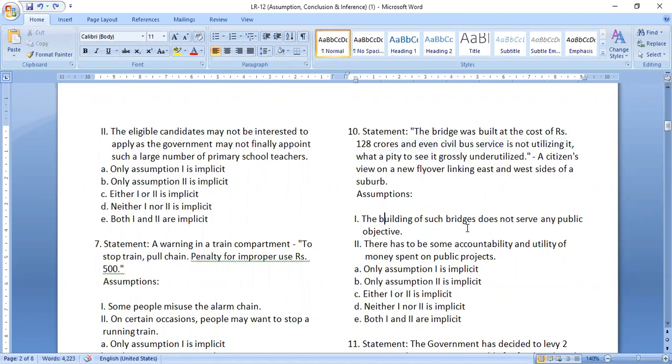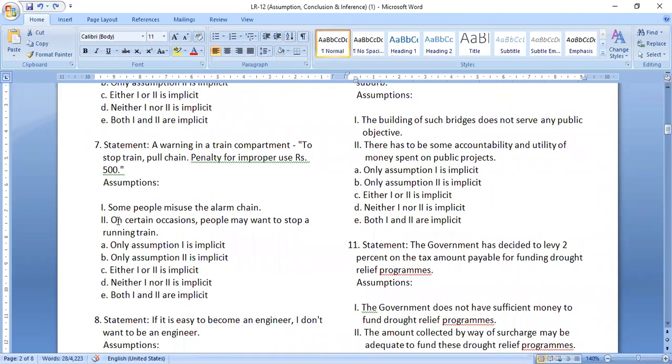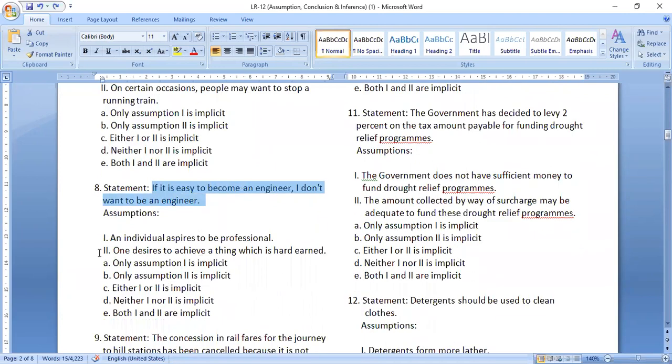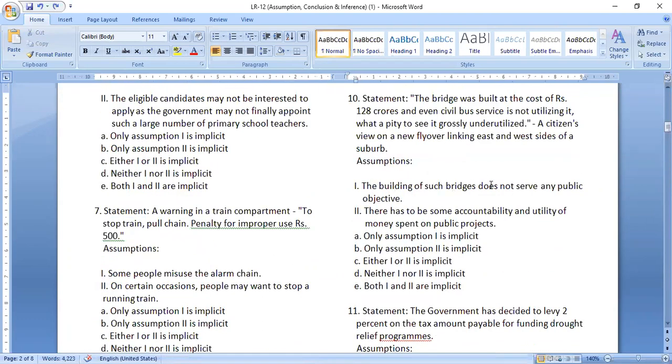Why is that not wrong? It is not because this person is only talking about one bridge. See, again, we can go back to what Aditi had talked about here. This is one person's view. If it's easy to become an engineer, I don't want to be an engineer. And then she said, how can you use one? Because even though one can be used to refer to this person, I think that the examiner here, when they talk about one, is referring to a general individual. Whereas here, they say the building of such bridges does not serve any public objective.